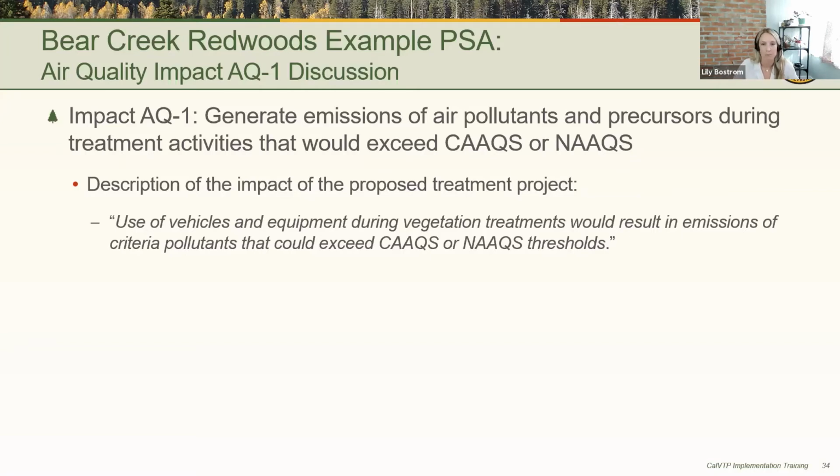So now we're going to walk through several impacts from the Bear Creek Redwoods project from the PSA that we prepared. The first impact we're going to walk through is Air Quality Impact AQ1, which asks whether your treatment project would generate emissions of air pollutants and precursors during treatment activities that would exceed ambient air quality standards. So the first step of the 5-step process is to describe the impact of the proposed treatment project. For Bear Creek Redwoods, that was the use of vehicles and equipment during vegetation treatments would result in emissions of criteria pollutants that could exceed the thresholds. Next slide.